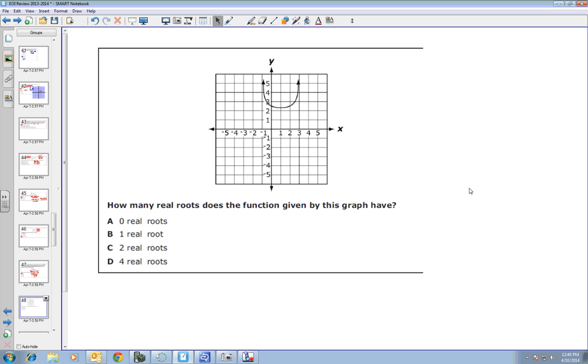All right, look at this one. We like this one. How many real roots does this function have? Think. A real root is where what happens? Does this ever cross the x-axis? Nope. So real roots are where it crosses the x-axis. A.